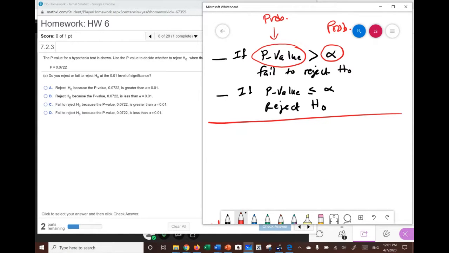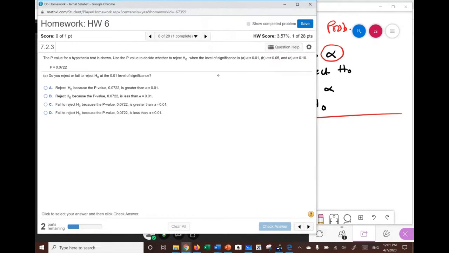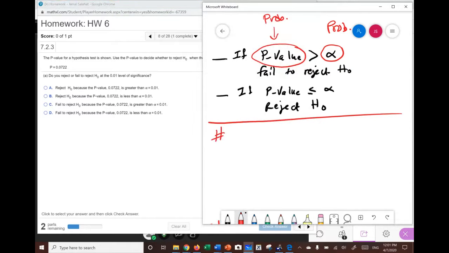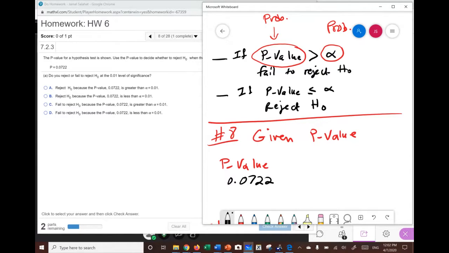let me just clear this. They tell me that, and again, we have three levels of significance: 0.01, which is 1%, 0.05, which is 5%, and 0.10, which is 10%. And they gave us a p-value. So we are given in number 8, a p-value. And the p-value in this case is equal to 0.0722.